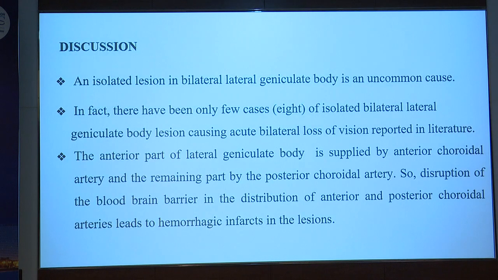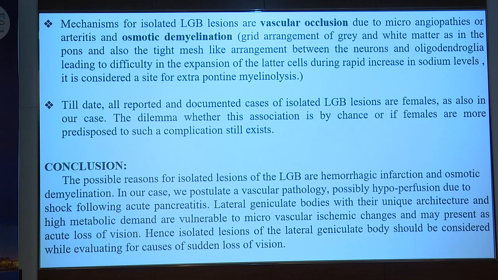Discussion: isolated lesion in bilateral lateral geniculate body is an uncommon cause. In fact, there have been only a few cases of isolated bilateral lateral geniculate body lesions reported in the literature. The anterior part of LGB is supplied by the anterior choroidal artery and the remainder by the posterior choroidal artery. So the mechanisms for isolated LGB lesions are vascular occlusion and osmotic demyelination. To date, all reported and documented cases of isolated LGB lesions are females, as also in our case.